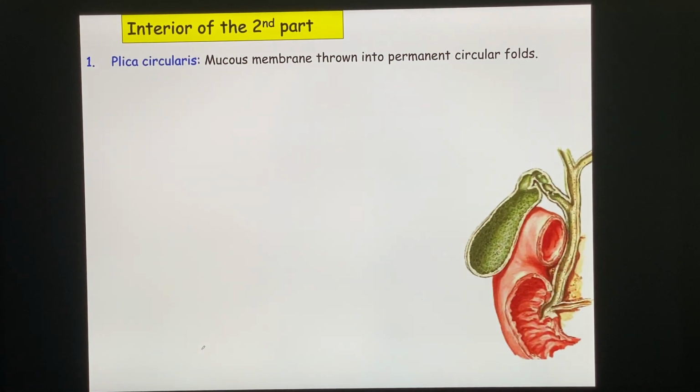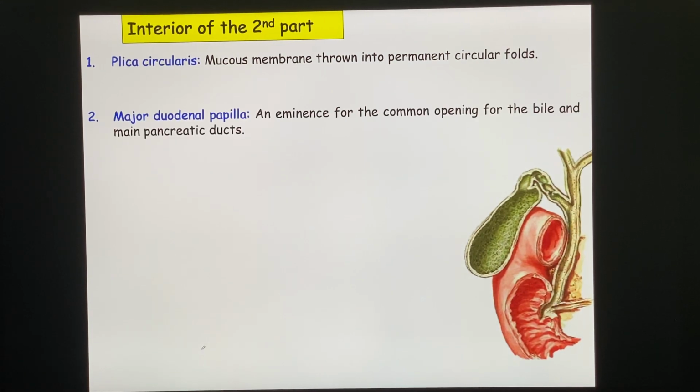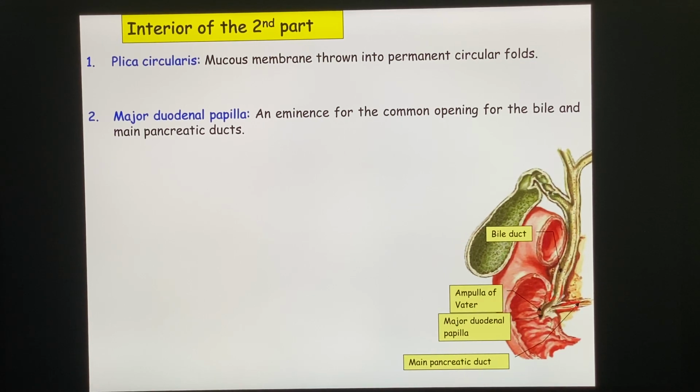The second part is important and you need to know it, because you've heard about the major duodenal papillae. You have heard about the pancreatic duct, yeah? You've heard about the bile duct. So they both merge to form the ampulla of Vater before it opens as the major duodenal papillae in the second part of the duodenum.